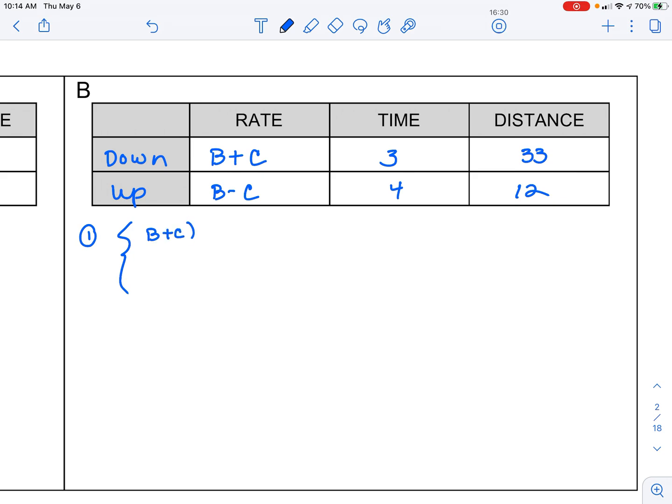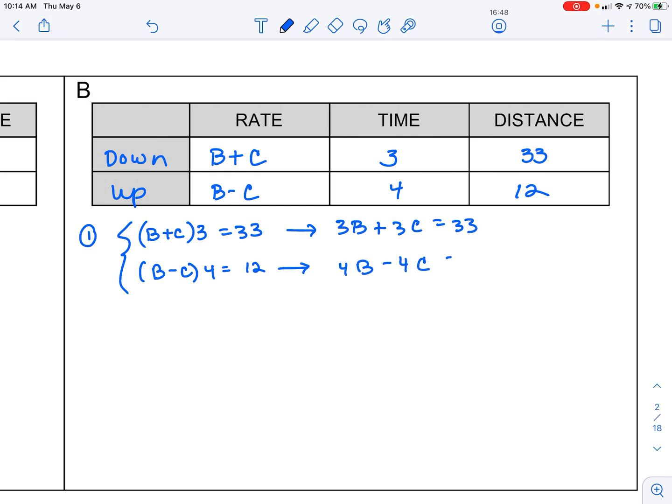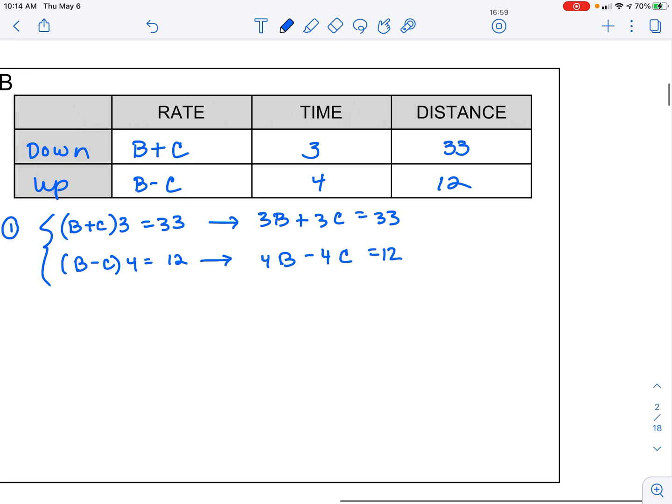That's the first thing. So we're going to use B plus C times 3 equals 33, and B minus C times 4 equals 12. Let's distribute this. We have 3B plus 3C equals 33, and we have 4B minus 4C equals 12. Now this was a little bit more complex because I don't see anything to eliminate here, so I have to change both of these into something I can use to eliminate. So I'm going to multiply the top one by 4.